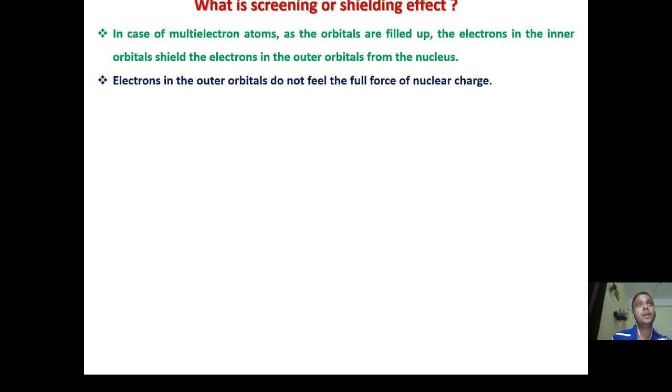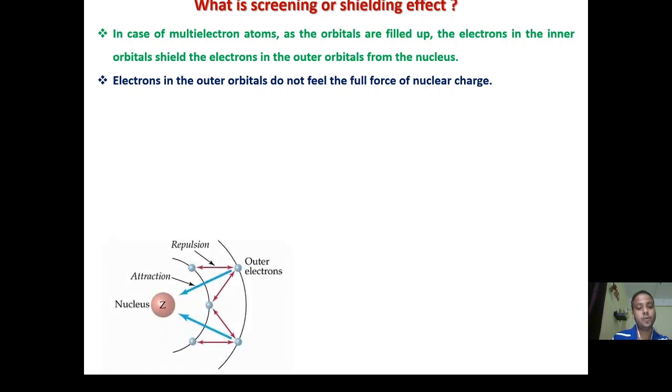As a result, what happens? Electrons in the outer orbitals do not feel the actual force as they used to feel in the absence of that electron. If you carefully look at the diagram, you'll be clear about it. This is the nucleus. If there is only one electron, then there is definitely some kind of attraction, and no inner electron is there which will intervene between this nucleus and this electron. However, in case of multi-electron species, these outer electrons will be pulled towards the nucleus.